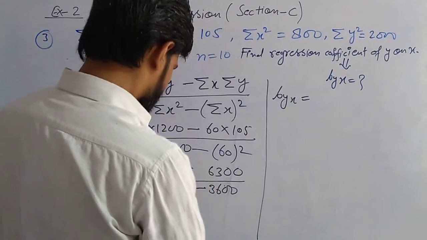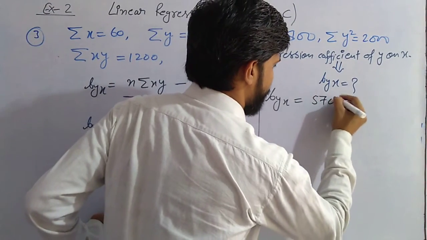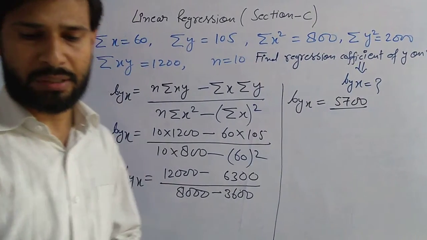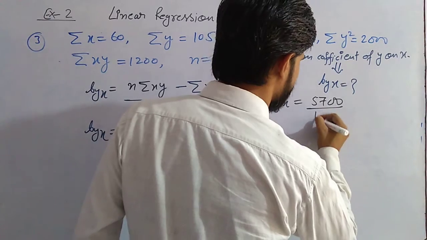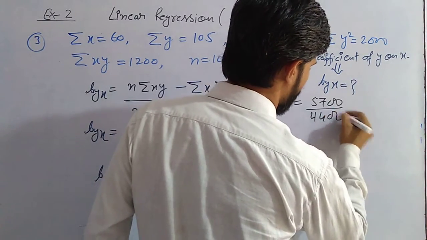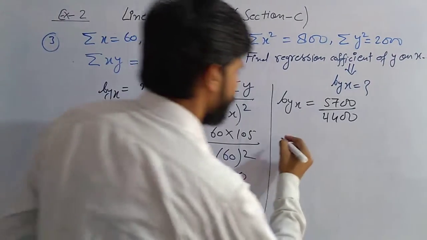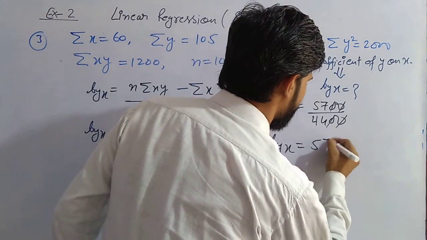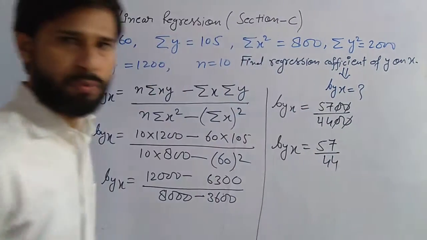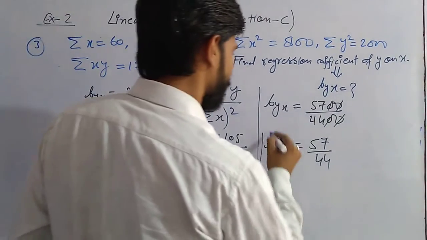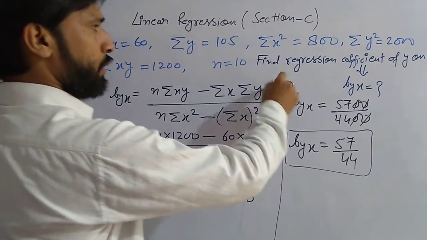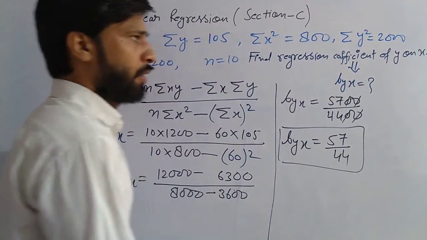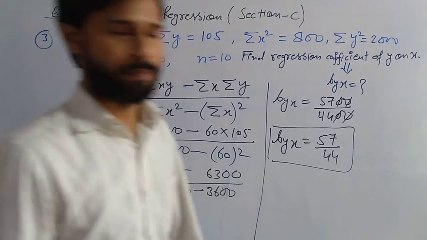Then we get 5700 upon 8,000 minus 3,600, then we get the value of 4400. Now Byx is equal to, after cancelling, 57 by 44, which is the required answer. This is the required value of the regression coefficient of y on x.